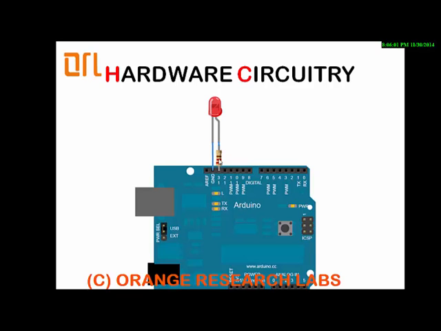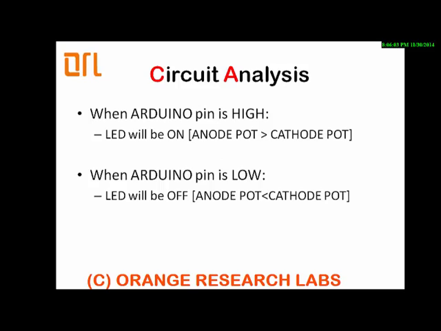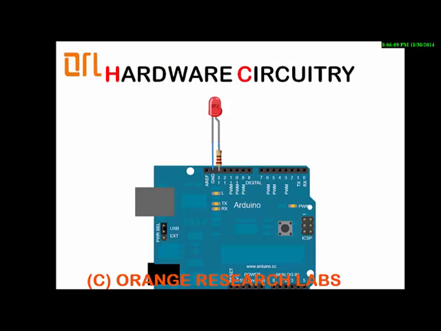That is the logic. Understood? When the Arduino pin is high, the LED will be on. When this pin number 13 is high, then this LED will be on. Then high logic will be assigned to the anode and low logic will be assigned to the cathode.